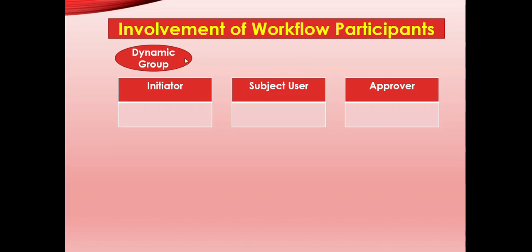Now what do we mean by dynamic group specifically? In a workflow, if your requirement is that you don't want to set a single person as the approver of your workflow, you want multiple persons, a set of persons, then you need to go for the dynamic group. So a dynamic group is nothing but a set of people defined within a logical group, and that group is assigned to some workflow definition. So that is called the dynamic group.